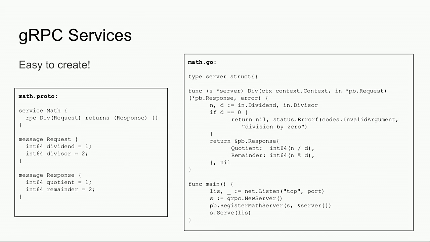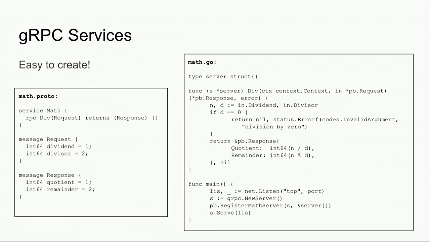On the right-hand side is the actual implementation of our math service. It's got a server type that is defined that has a method on it that implements the method required for this type to be registered as a gRPC service, as a math service. And then the main function at the bottom shows how to listen on a TCP port and register the server and start it up. And this is pretty much all it takes to do a simple Hello World style solution.